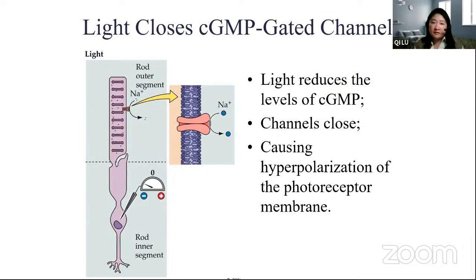But the light will close the cyclic GMP-gated channels. So when the photon is captured by the rhodopsin on the disks, it will cause the channels to close, and the membrane potential will go more negative because there's no influx of the cations, sodium or calcium.